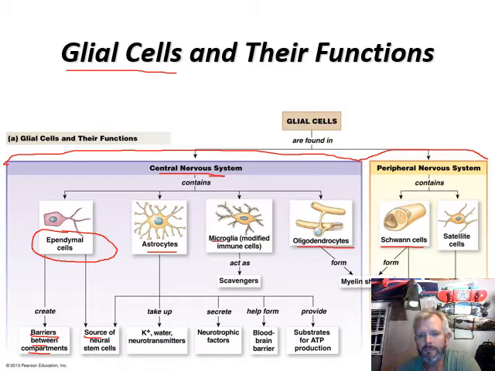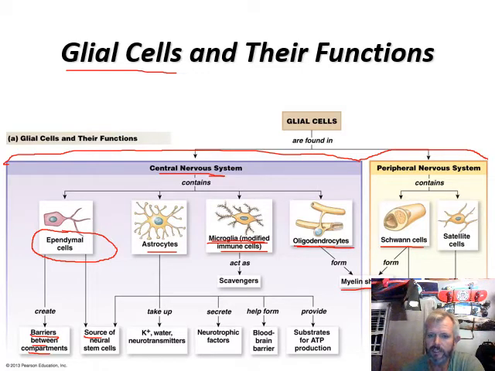The microglia, right? These are the immune cells, the resident immune cells of the central nervous system. So if any pathogen comes in, hopefully the microglia are there to neutralize them and get rid of them. Then the oligodendrocytes we'll talk about in depth, but basically they are there to form the myelin, and we'll look into this in a little more detail.